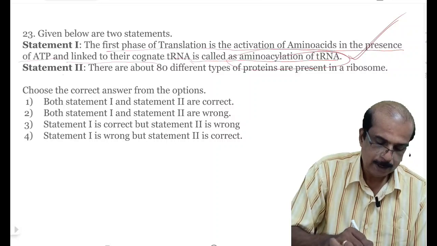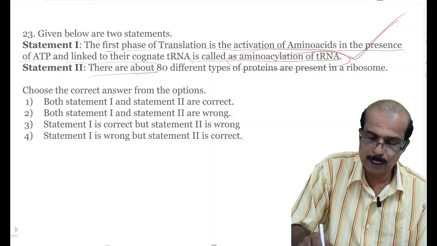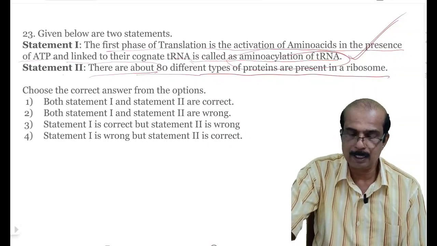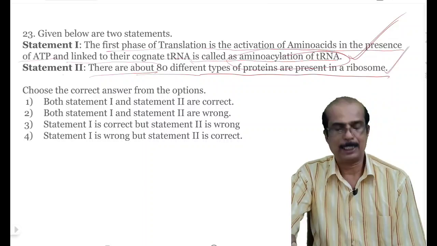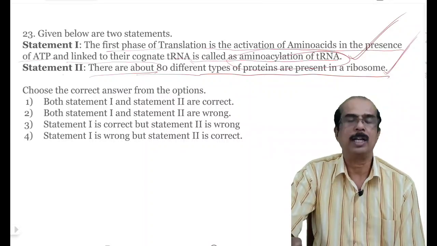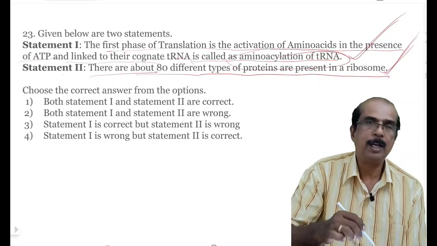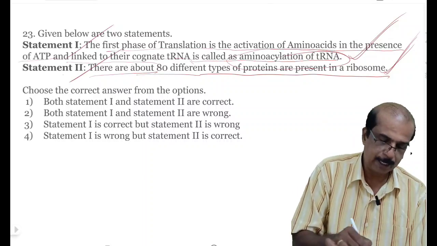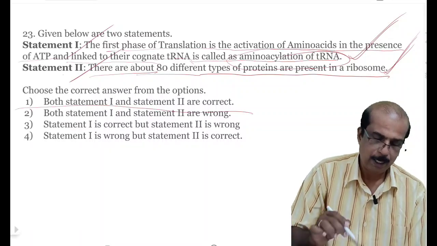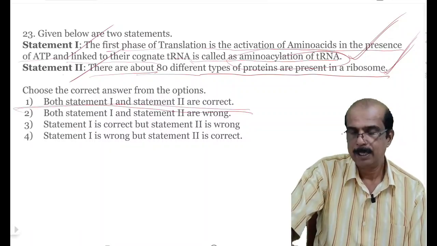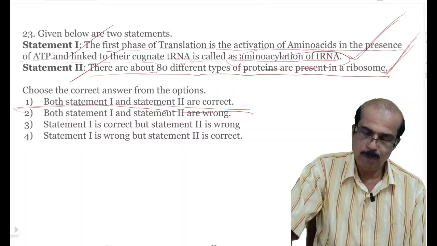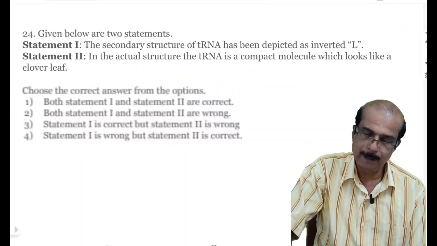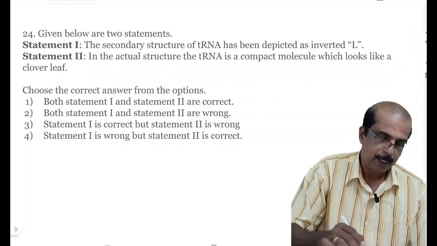translation. Statement 2. There are about 20 different types of proteins present in a ribosome. The sentence is copied from the textbook and the statement is also correct. Statements 1 and 2 are correct statements. So our answer to this question is the first option, statements 1 and 2 are correct. 24th question. Next question. It is also a statement type question.